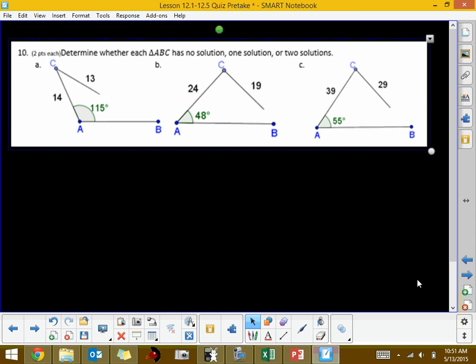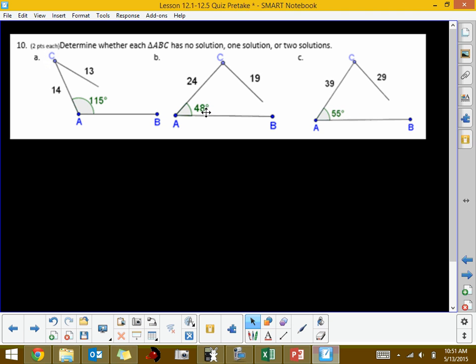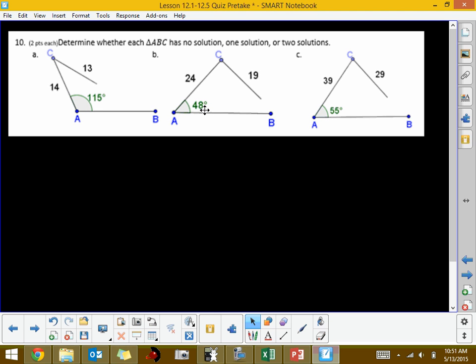Question 10, what we're dealing with is the ambiguous law of signs. All I want you to do is to figure out how many triangles will be created. Will we create 0, 1, 2 triangles? The ambiguous law of signs is a situation where we had a side-side angle. Remember, we also looked at it as a little different abbreviation, which is a pain in the backside. So these are the ones where we're not quite certain if we're going to form a triangle or not.